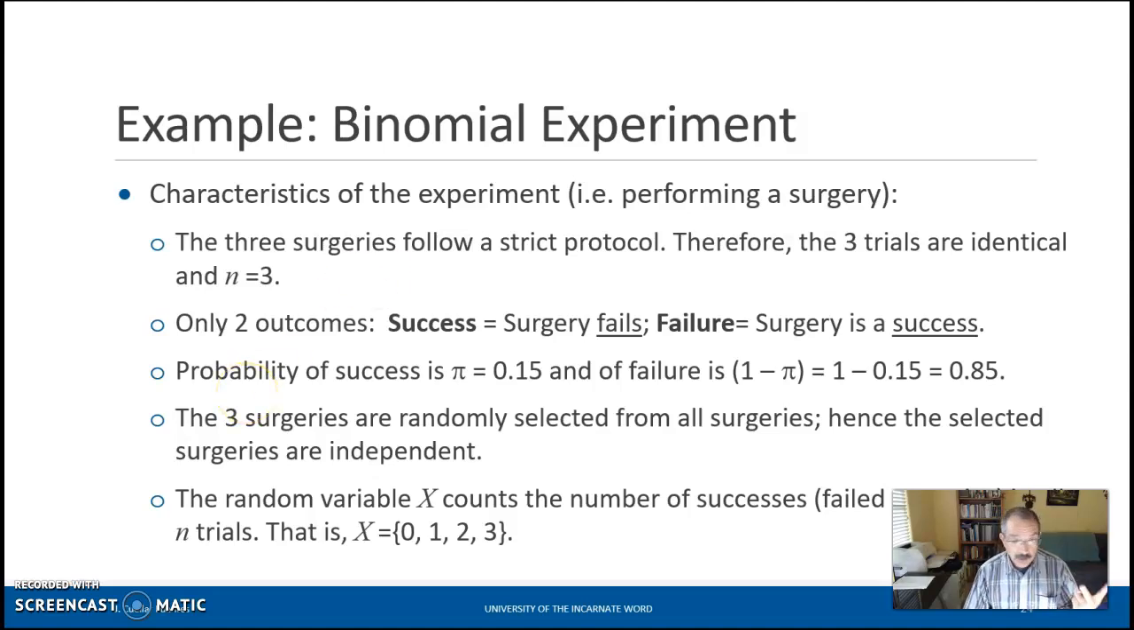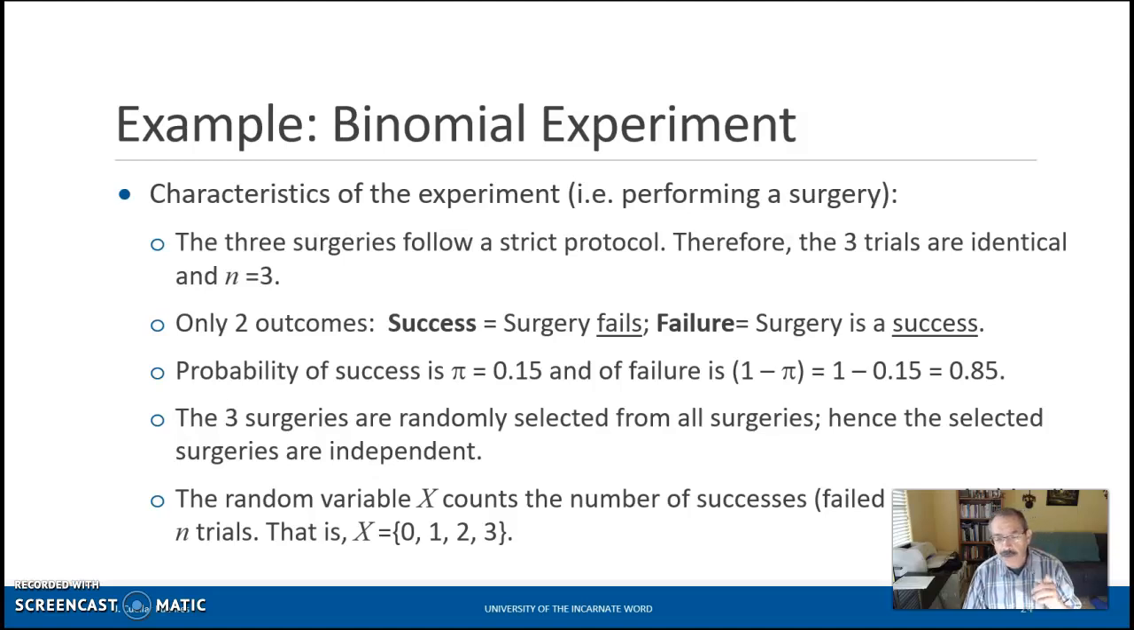There are only 2 outcomes: either the surgery fails or the surgery is a success. Because the interest of the study is on the failure of the surgery, in our case, what we call success refers to a surgery that fails, and failure refers to a surgery that is successful. So again, this comes from the interest of the study. All right, so from that point of view, the probability of success is 0.15.